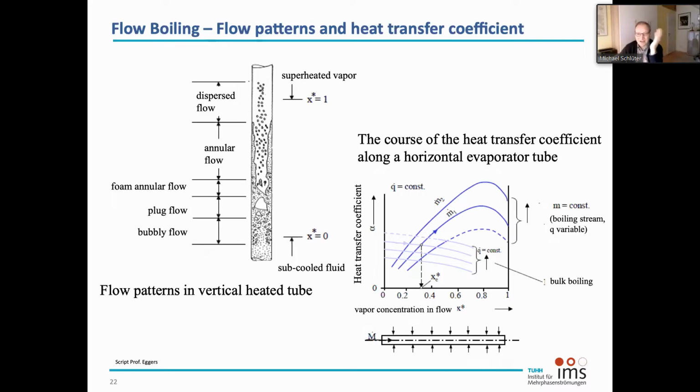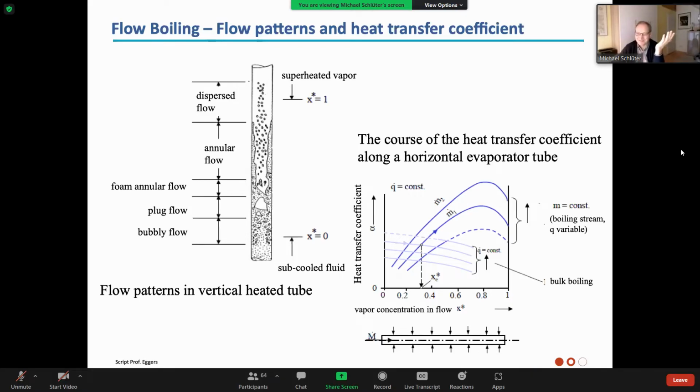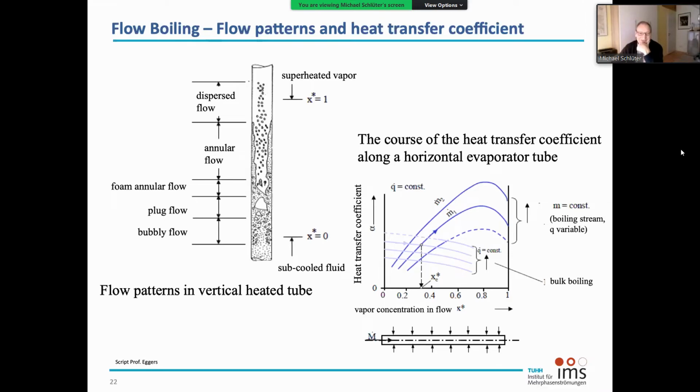You know that, if you don't have problems with nucleation, you usually have always 100 degrees Celsius for your cooking water, and the same is true here. Here you have below 100 degrees. Here you have 100 degrees and phase change. And if no phase change is possible anymore because all liquid has been evaporated, the wall is superheated, and the vapor is superheated.